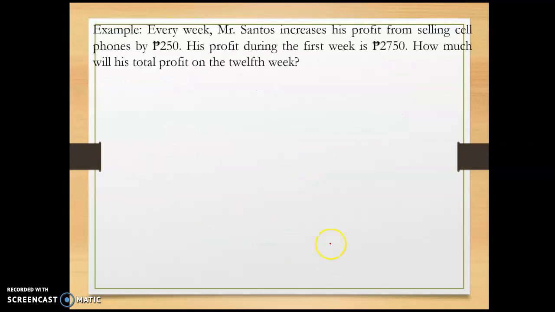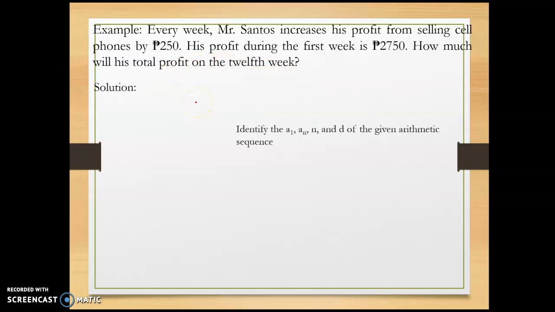Okay, next example. Every week, Mr. Santos increases his profit from selling cell phones by 250 pesos. His profit during the first week is 2,750 pesos. How much will his total profit be in the 12th week?